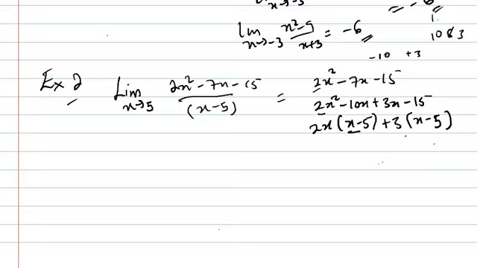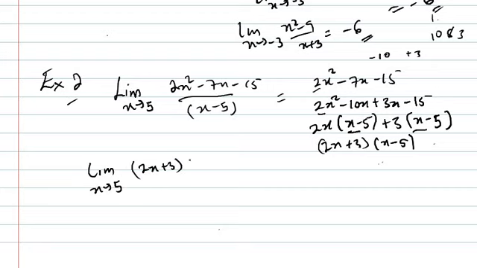Since 2 is common in both terms, we can take it out. We can say 2x plus 3 and the other one is x minus 5. So this is the factor of the numerator. So we have the limit as x approaches 5. The upper one, that is at the bottom, we have 2x plus 3 and the other one is x minus 5. At the denominator we have x minus 5. So this goes with this.